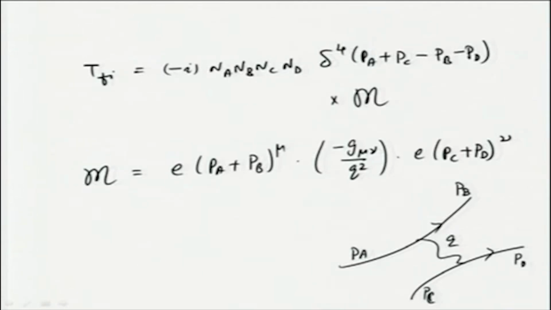What does the delta function tell you? When you actually put it in the cross section, as we will do in a moment in the next class, and try to find the number of particles which are coming out, then we will have to integrate over the momenta. When we do that, immediately we realize, because of the delta function, that p_A + p_C is equal to p_B + p_D.